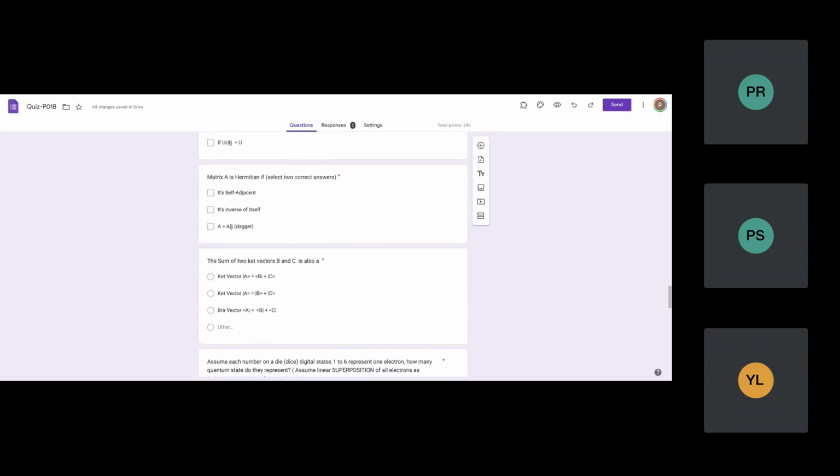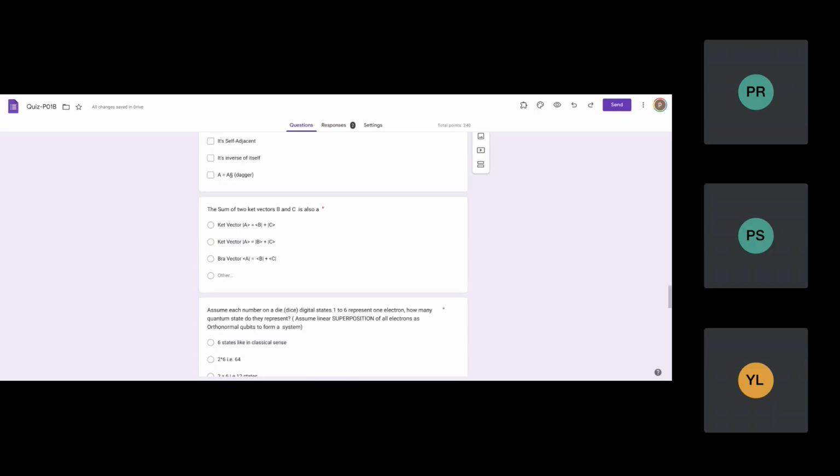So the next is, the sum of two ket vectors B and C is also a ket vector. The second one. Yes, a ket vector. So we can eliminate the first and third and fourth and all that.